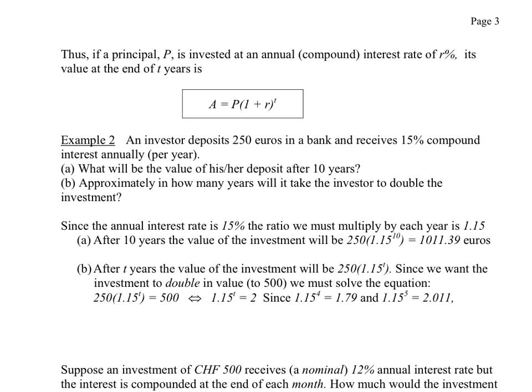So we can say that it'll take sort of between 4 and 5 years. In fact, it will take until the end of the 5th year before it's more than doubled, if you like, until it's actually doubled.